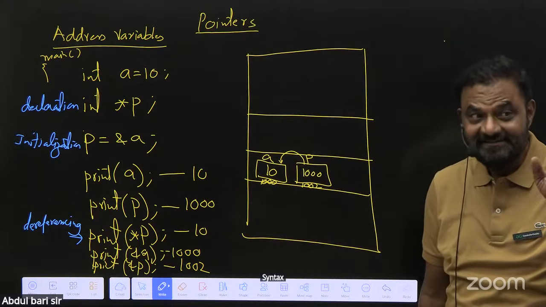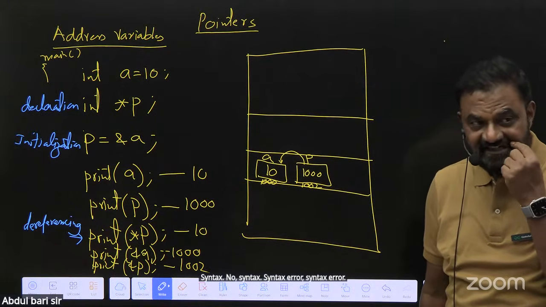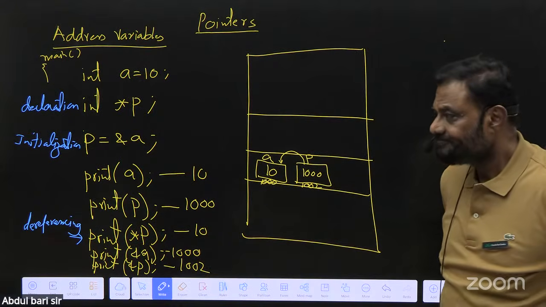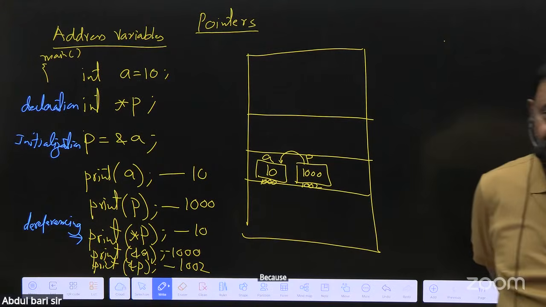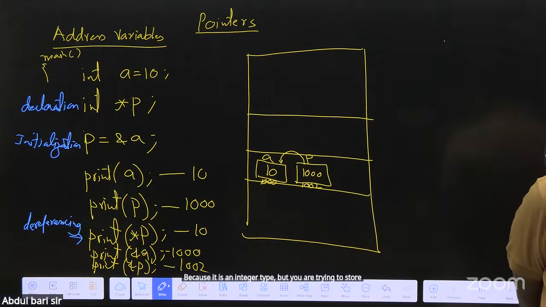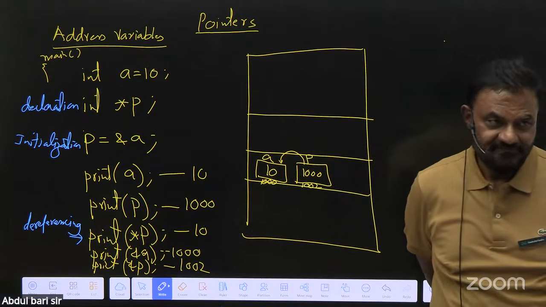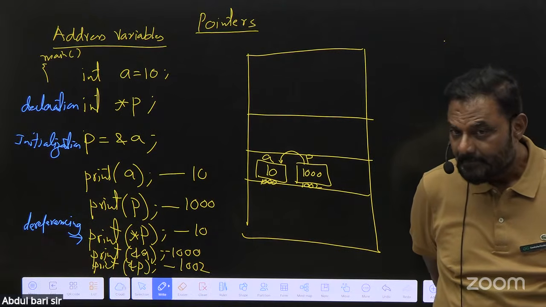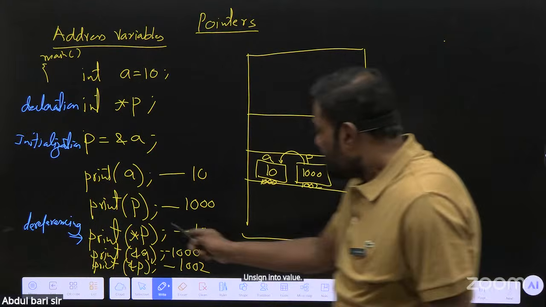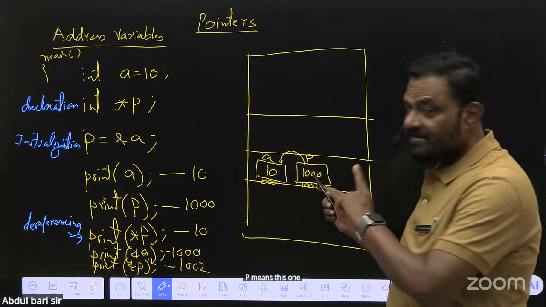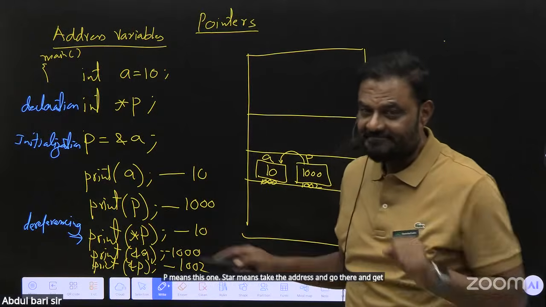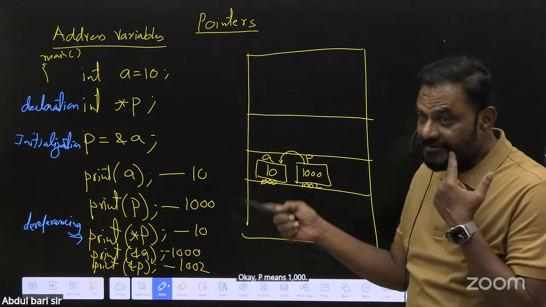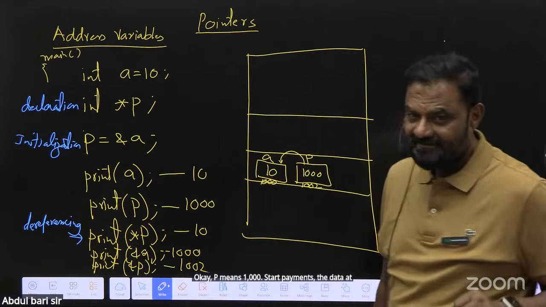Syntax error. It may be a syntax error. Try that one. Because it is an integer type, but you are trying to store an unsigned int value. P means this one. Star means take the address and go there and get the data. P means 1000. Star P means the data at 1000.